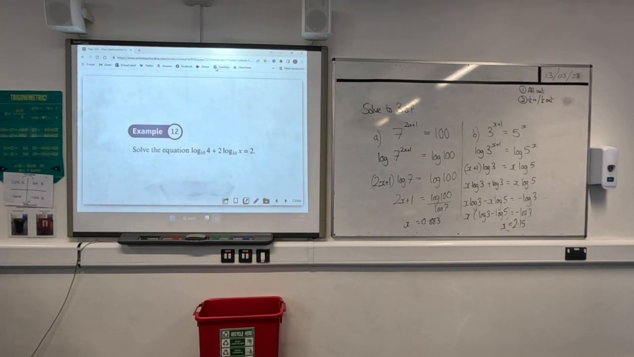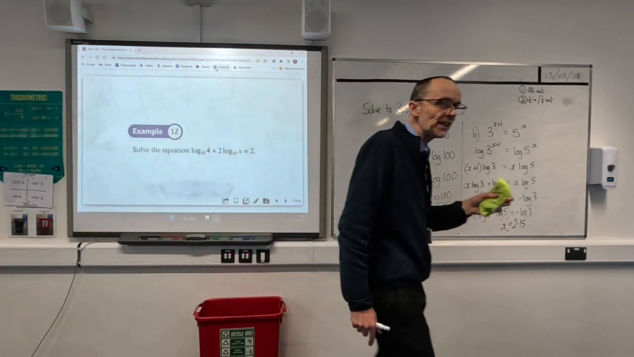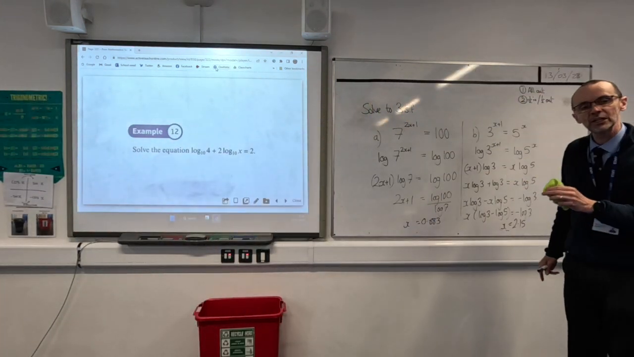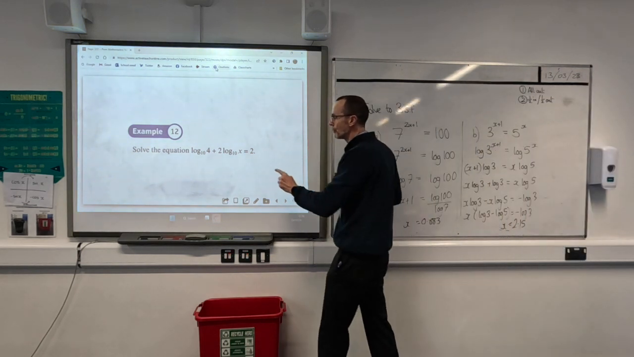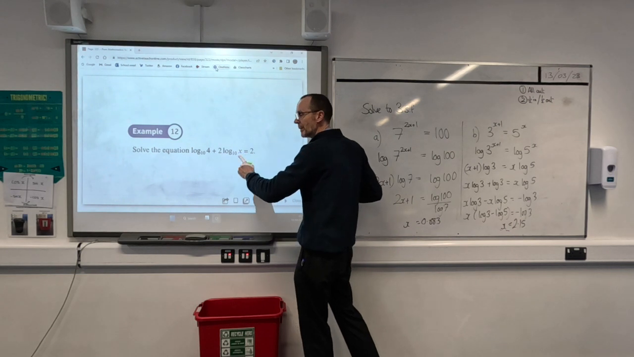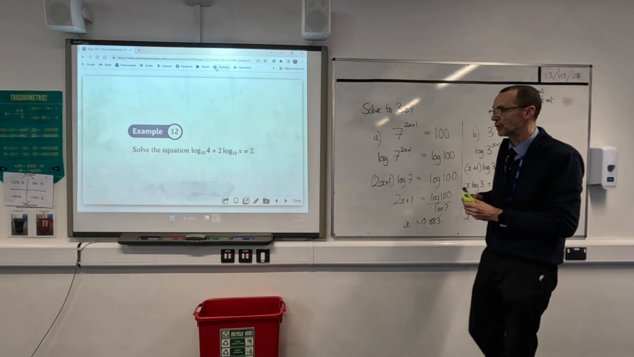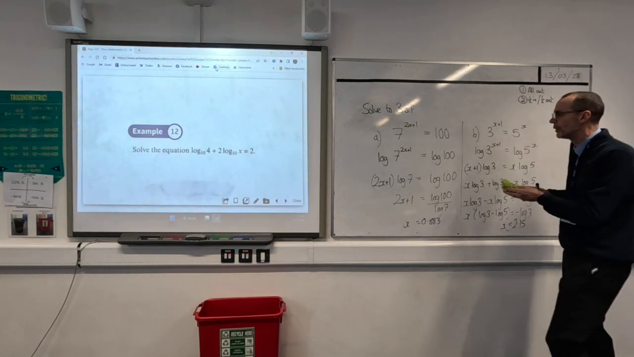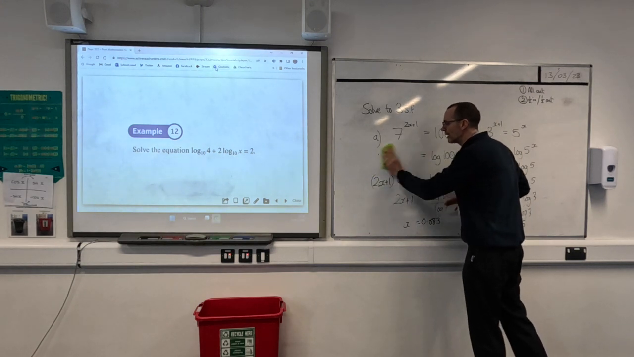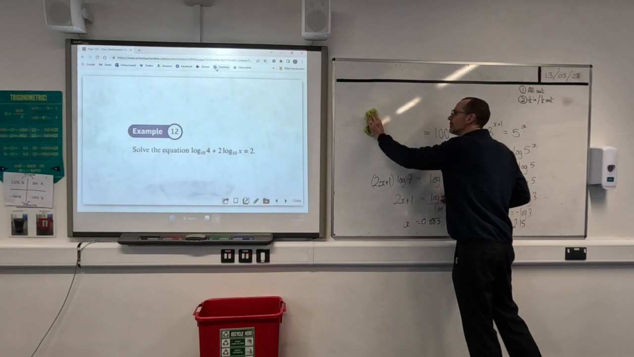Well, the first thing I am going to do, and I invite you to do the same, is use my log rules to make the left-hand side into a single log. So I'm going to use the third log rule to rewrite that as log to the base 10 of something, and then I'm going to combine the two using the first log rule. So just see if you can do that bit for me. Ignore the 2 on the right-hand side. Just see if you can write the left-hand side as a single log.